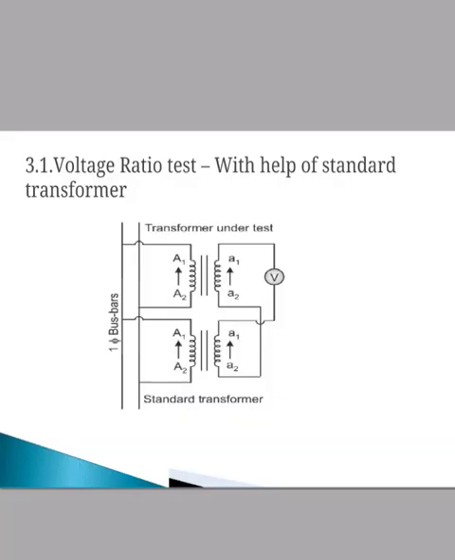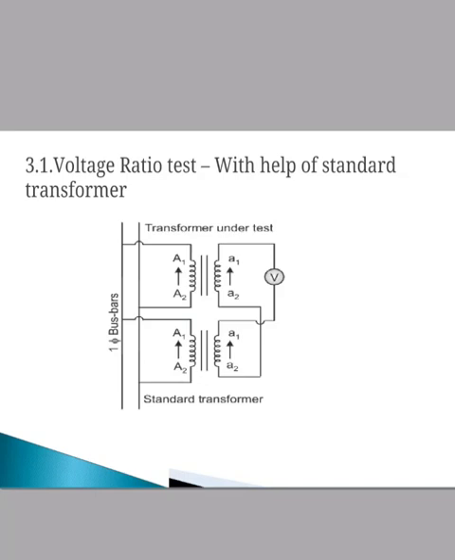Then we find the voltage ratio with the help of a standard transformer. In this method, a standard transformer of the same primary and secondary voltage rating is used for determining the voltage ratio of the transformer which is under test.